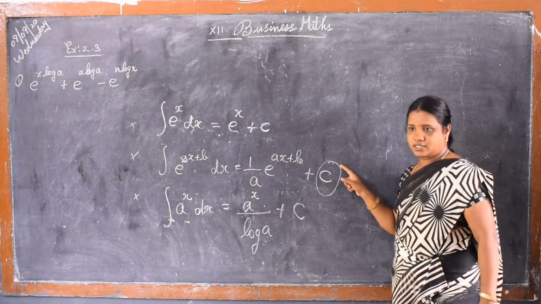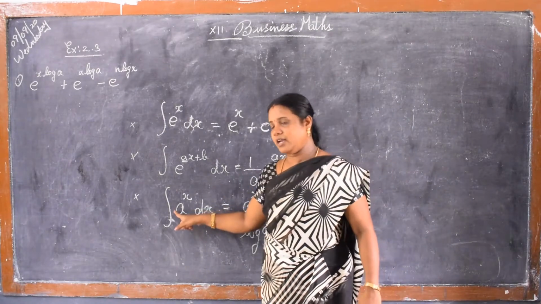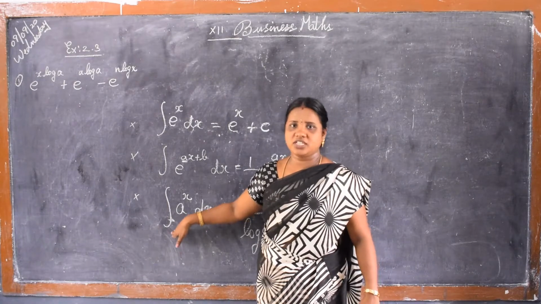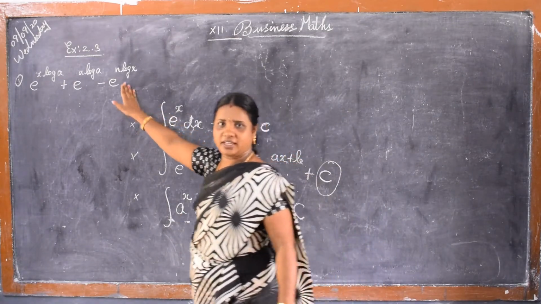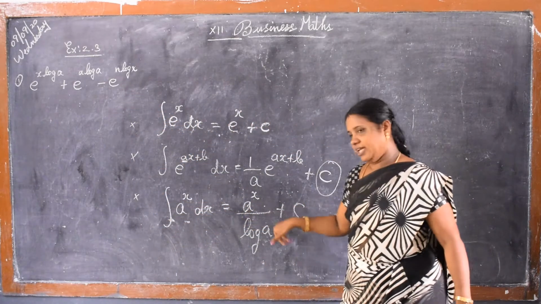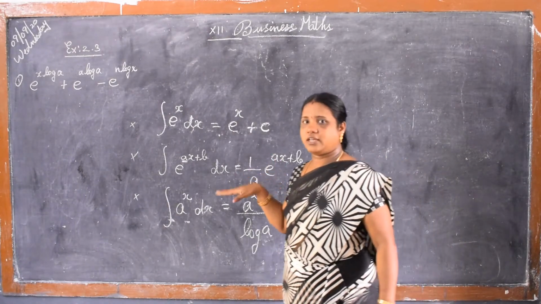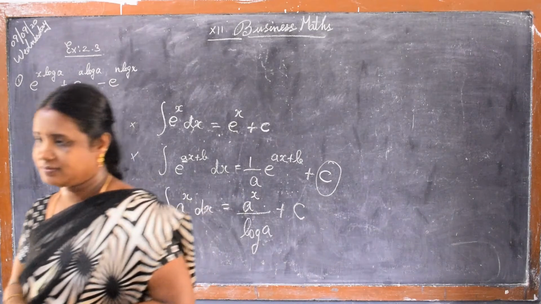Here c is a constant. Next, integral a power x dx is, this is a very important result. This result only we will use in our problems in exercise 2.3. It is a power x by log a plus c. Have you understood? Note down these three results in your rough note.